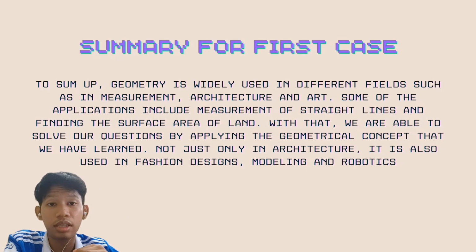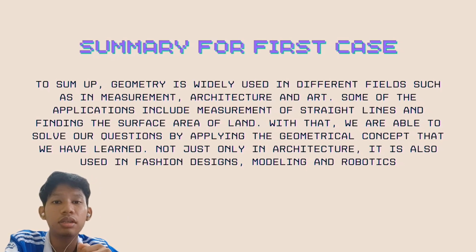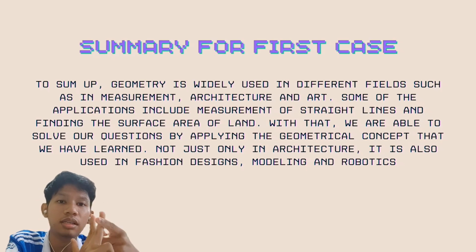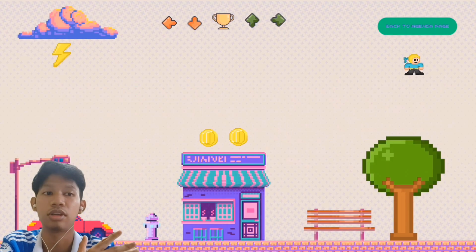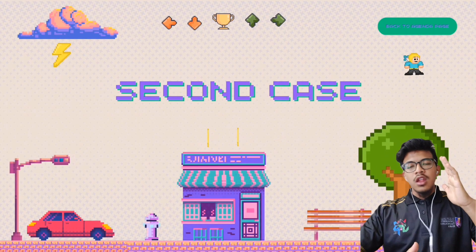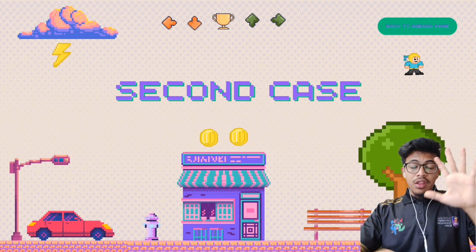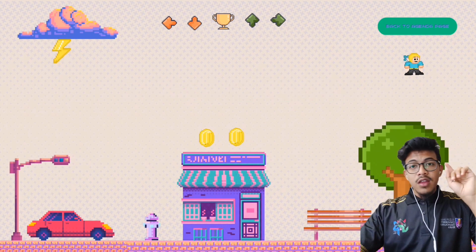Not just only in architecture, it is also used in fashion design, modeling and robotics. So that's all. Wow, what a great explanation by our friends. So let's move on to the next case.